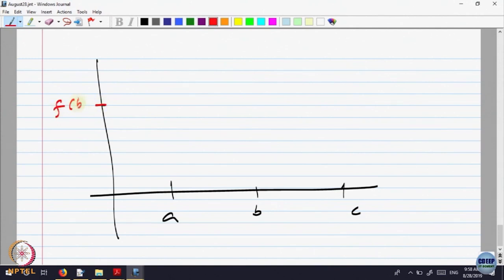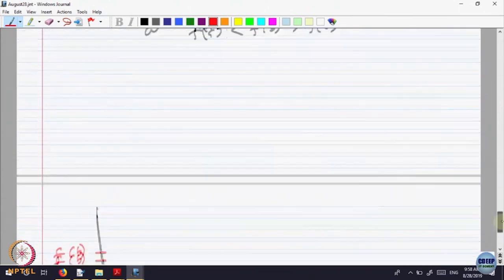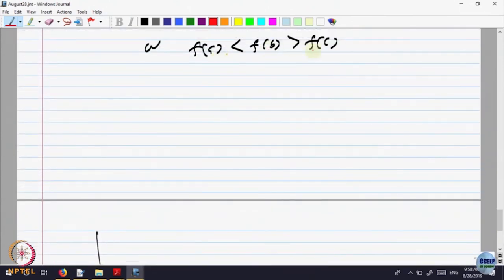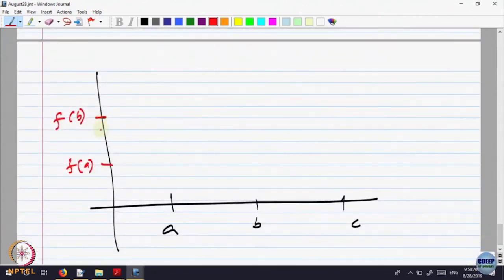So here is f of b, and probably here is f of a, because we are looking at the case where f of b is bigger than f of a as well as bigger than f of c. So f of c is either here, or it is in between somewhere here. So two possibilities: either f of c is less than f of b, but it can be bigger than f of a, we do not know, or this could be somewhere in between here. So let us say this is one of the cases, everything will be similar. Now, what is happening?